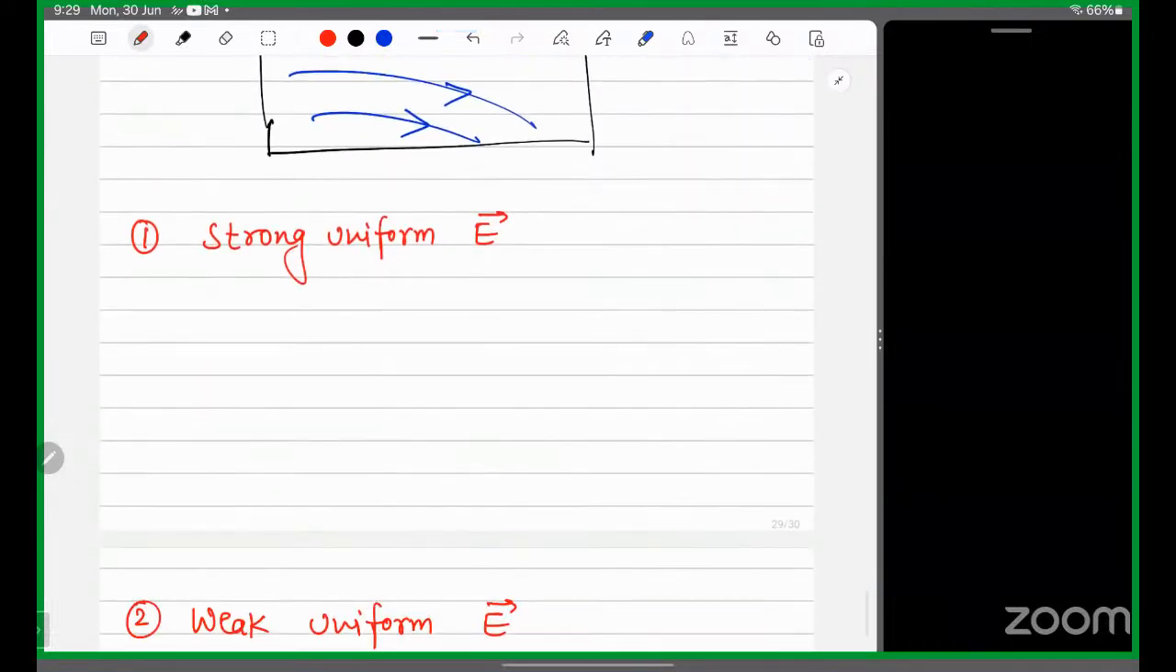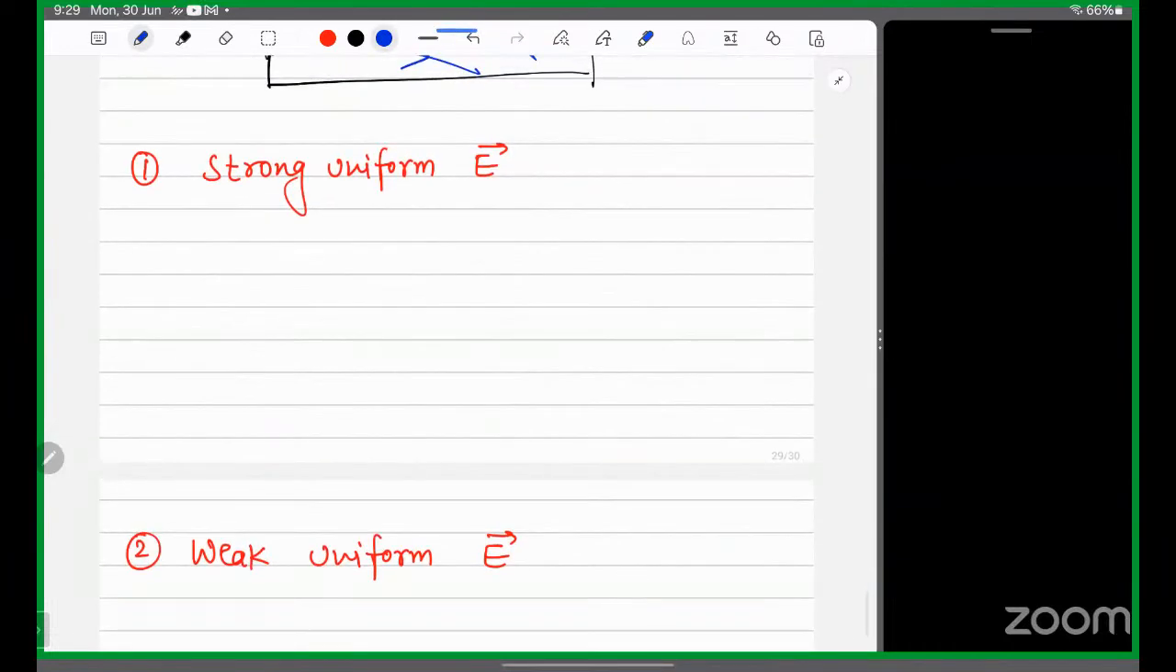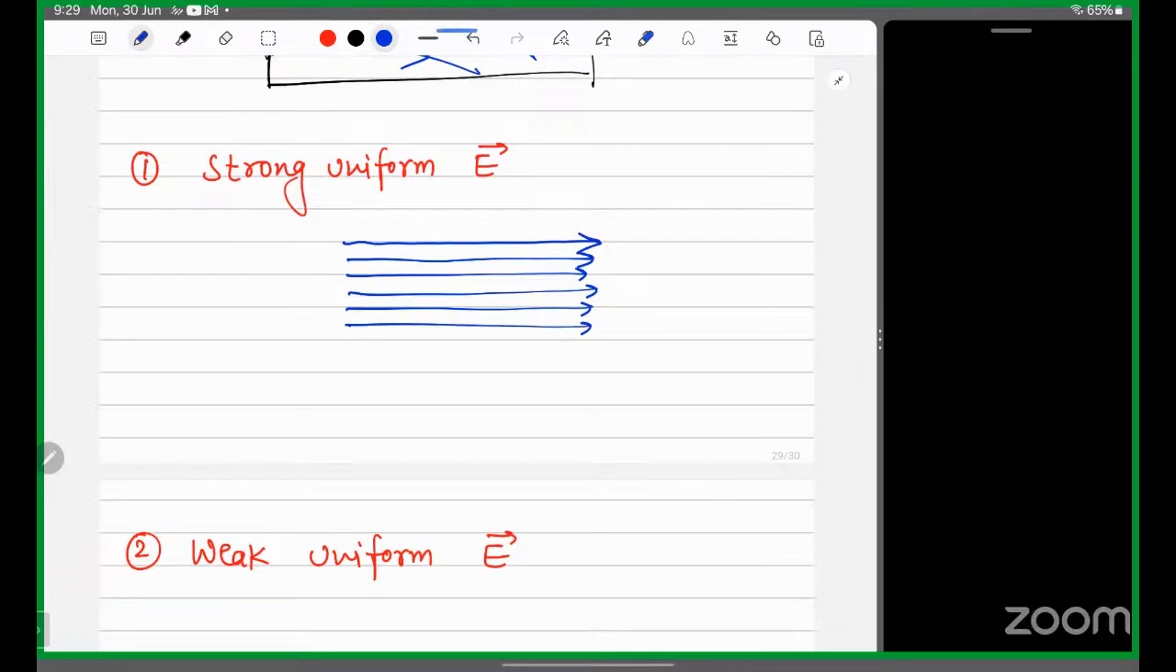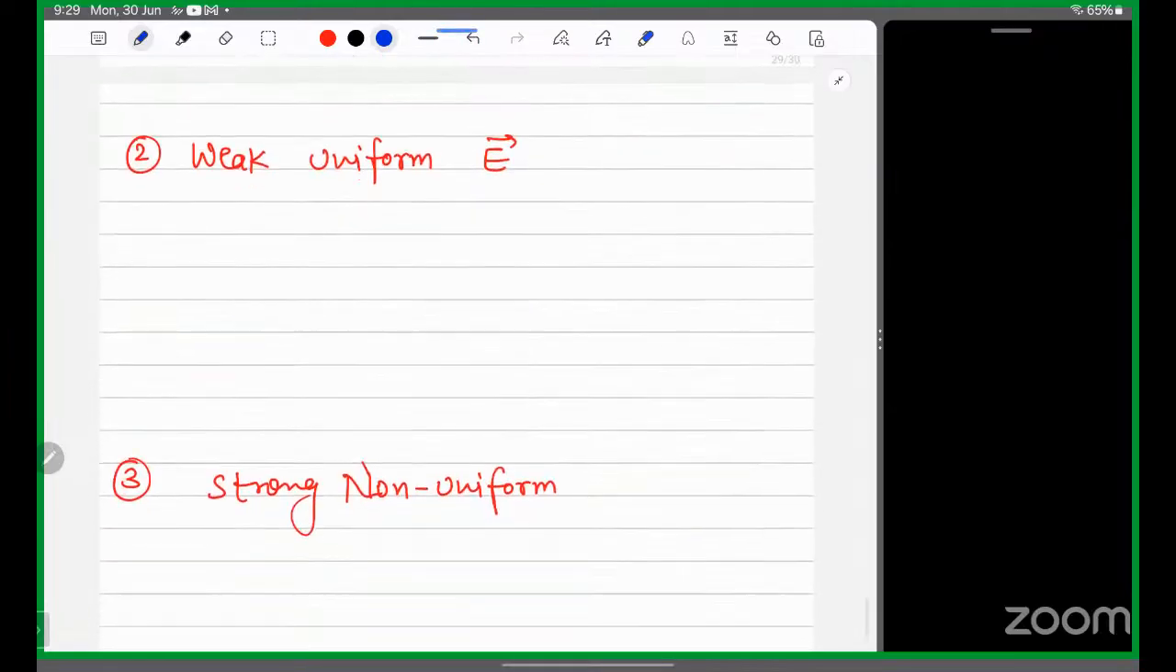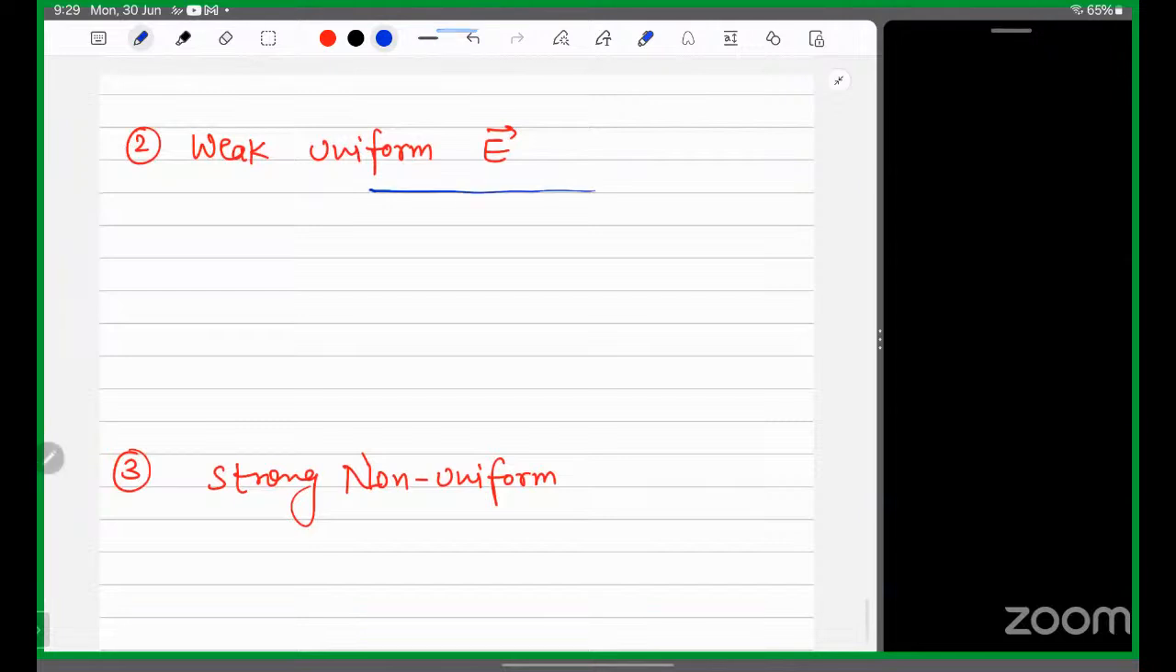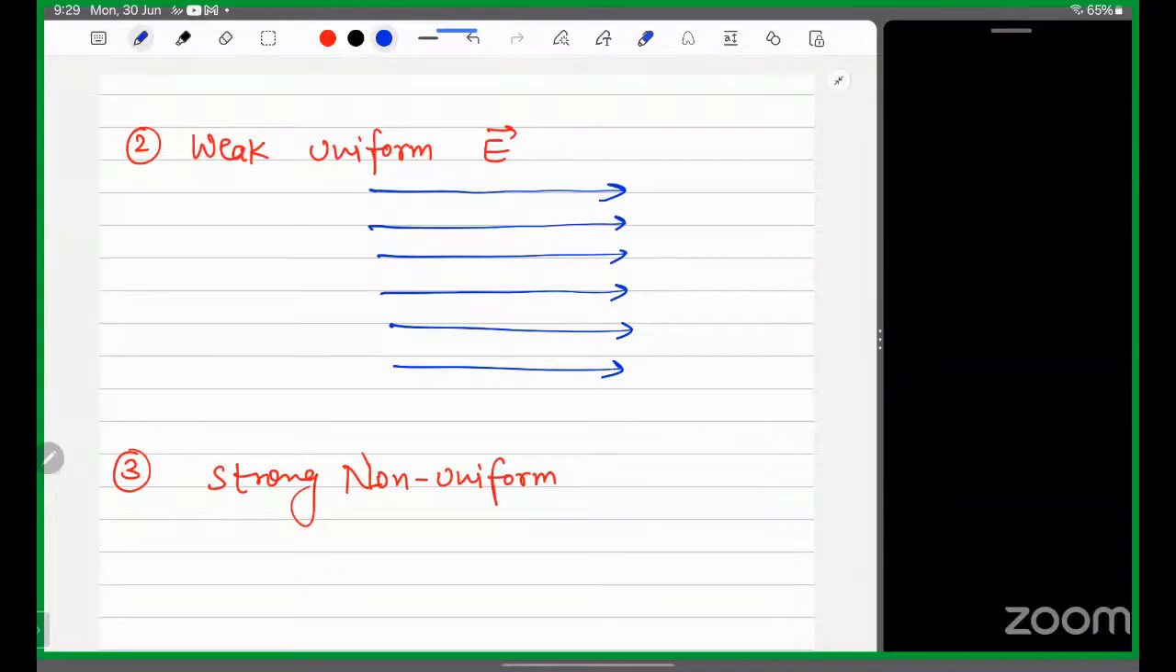If we are having a strong and uniform electric field, for strong the EFL should be close to each other, and for uniform they must be parallel. You can have it like this, parallel to each other and close enough. This is the representation for strong uniform electric field. For weak uniform electric field, for uniform it will be parallel, and for weak, the gap between the parallel electric field lines will be greater.